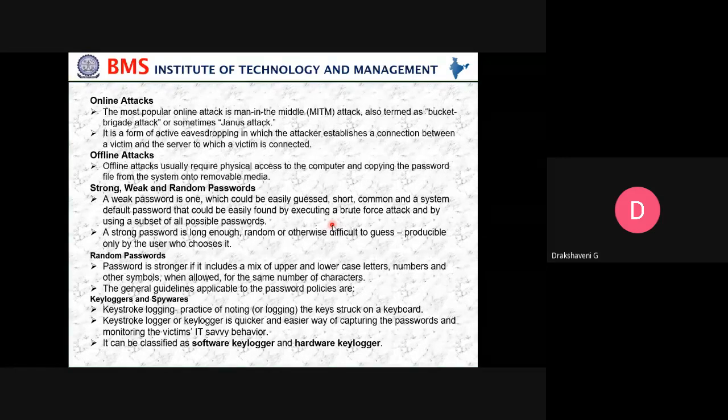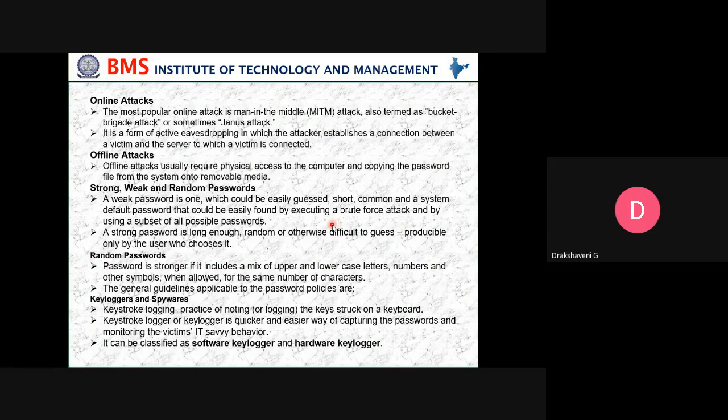So suppose when we have a connection, now if I start calling any one of you on your phone, there may be an end-to-end connection. But sometimes, as you would have seen in some movies, they try to trap your phone calls. Something like that is what an online attack is, where the attacker tries to find how the details can be stolen. The next one is an offline attack. Offline attacks usually require physical access to the computer and copying the password file for the system onto a removable medium.